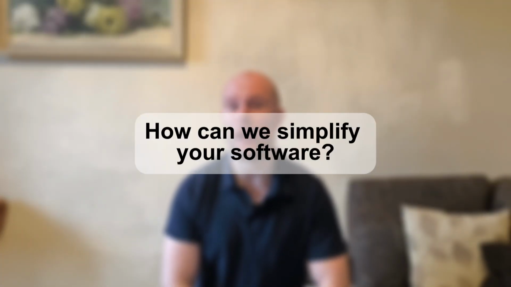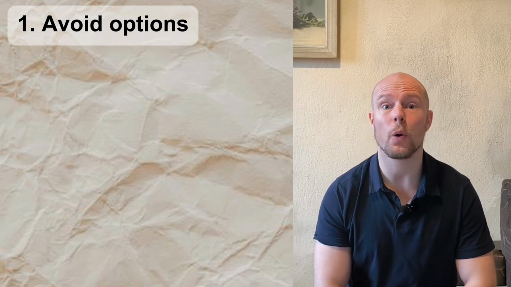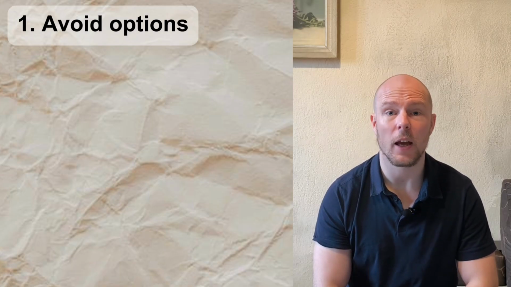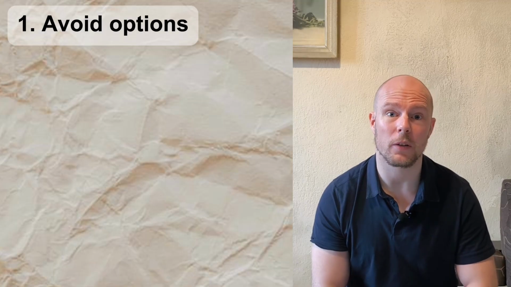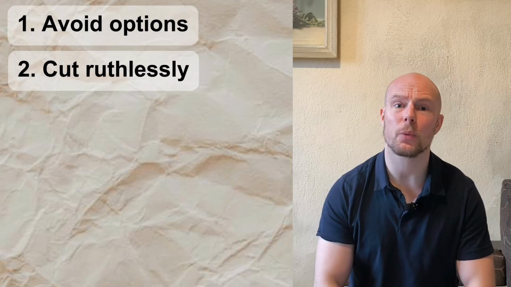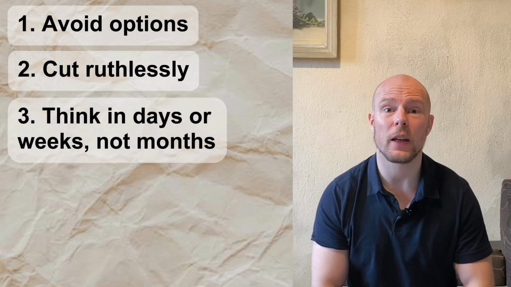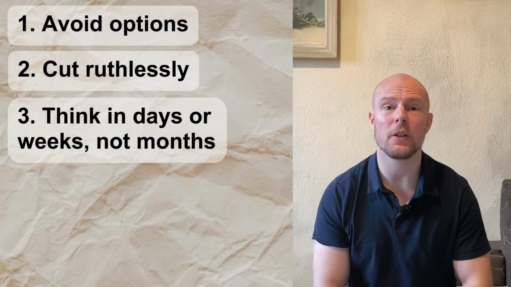So how can we simplify your software? First, avoid options and provide sane defaults. This avoids overloading the users with choices, and you can just give them what they want instead. Number 2, cut ruthlessly. A diamond only shines because it was cut and polished, so focus on the core. Number 3, think in days or weeks. What can you actually get done in a day or a week? Simple software is not only easier to create, it's also easier to maintain and extend. And simplicity sells. It's a lot easier to find your target audience.